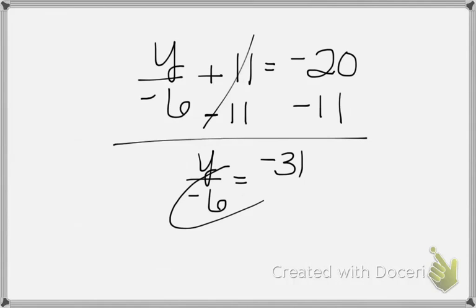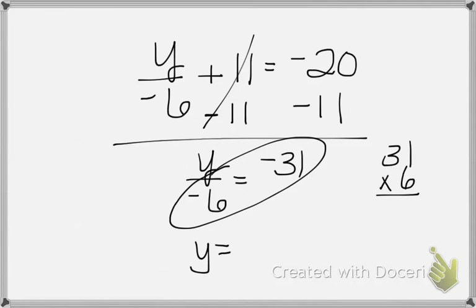Alright, now crisscross multiply. I'll do it over here. I know the answer is positive because a negative times a negative is a positive answer. 186. And there's your answer key.